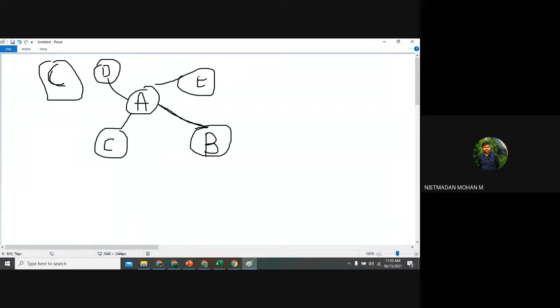E, and I want to insert this E. So the adjacent nodes of A will be B, C, D, and E. All four will be your adjacent nodes. And if you want to connect all four nodes, you can connect them in the undirected graph. If it is a directed graph, you can connect it with a directed graph. So first you want to find out the adjacent node where you want to insert the element. That is the first thing.